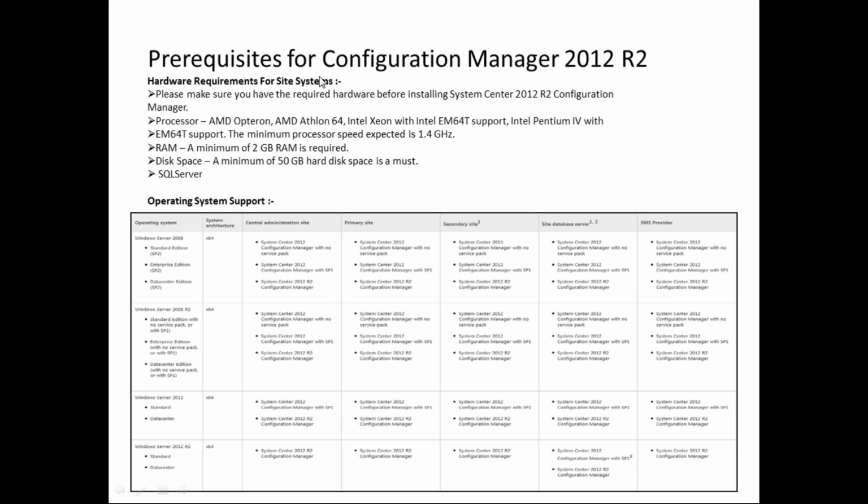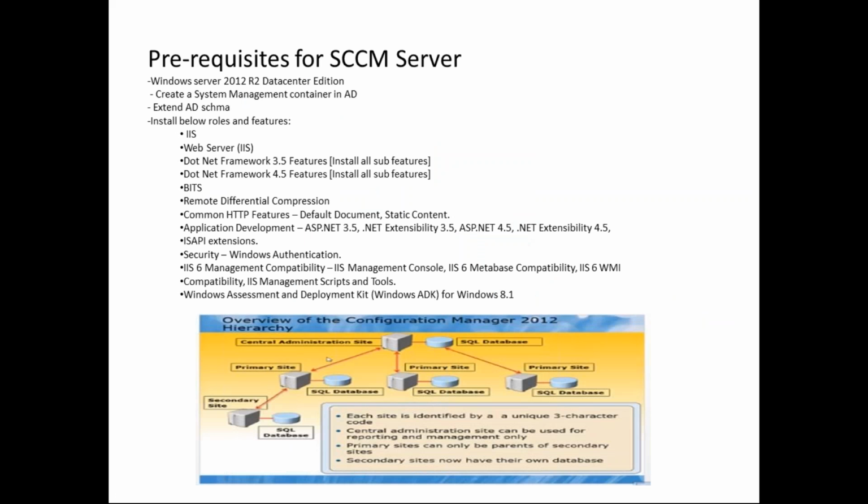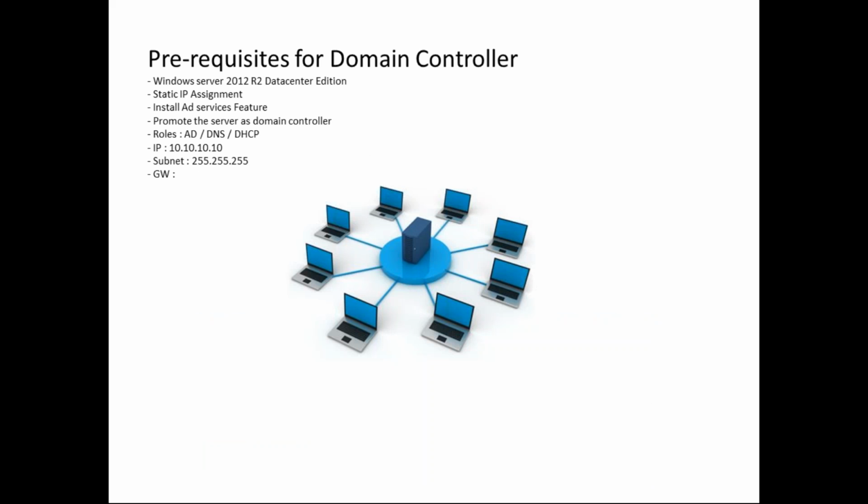Now, the prerequisites of the SCCM server: you need to have at least 2 gigabytes of RAM, minimum 50 gigabytes of free space, and a processor like AMD Opteron, AMD Athlon, Xeon, or Intel. And SQL Server has to be there. These are the prerequisites of the SCCM server. When you are installing your SCCM box, you need to have these roles installed, and then SCCM can be installed on top of it.